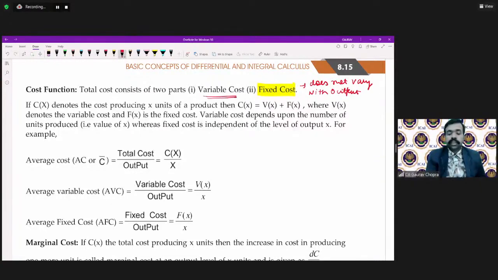But the other cost is variable cost. Variable cost means costs which vary with output. For example, one unit can be formed by using 100 grams of raw material. If we have to make 5 units, then we require 500 grams of raw material. For 10 units, we require 1 kg of raw material. So in case of variable cost, it is simply dependent on the output.